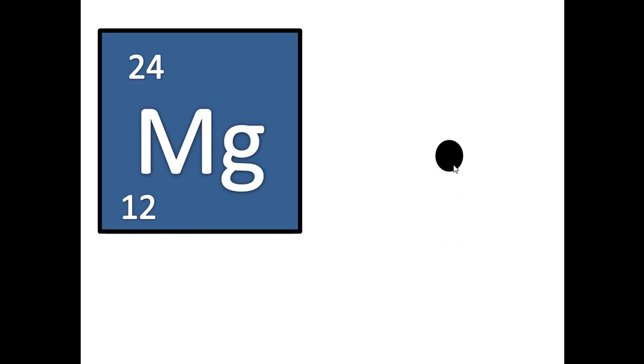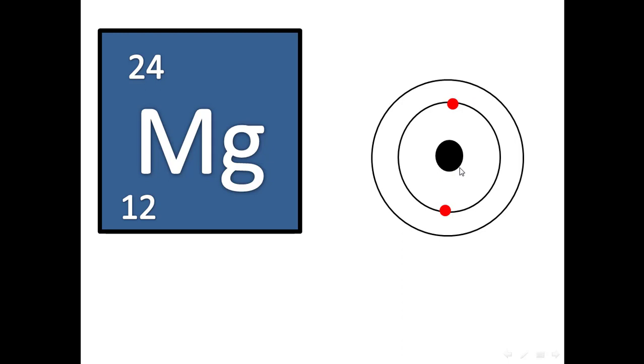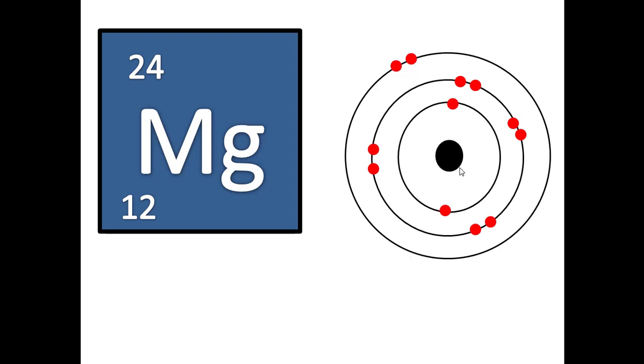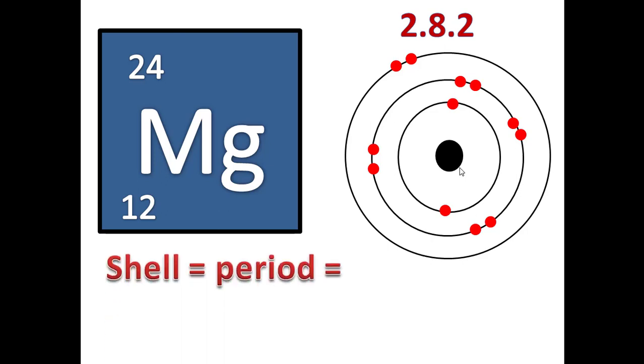So let's draw the nucleus first. We draw the first shell, which is occupied by 2 electrons. Then we draw the second shell, which is occupied by 8 electrons, which is the maximum capacity. And we draw the third shell, which is occupied by 2 electrons. So the electronic distribution becomes 2 electrons in the first shell, 8 electrons in the second shell, and 2 electrons in the third shell. According to the rules, the number of shells is equal to the period number. So we have 3 shells: shell number 1, shell number 2, and shell number 3.